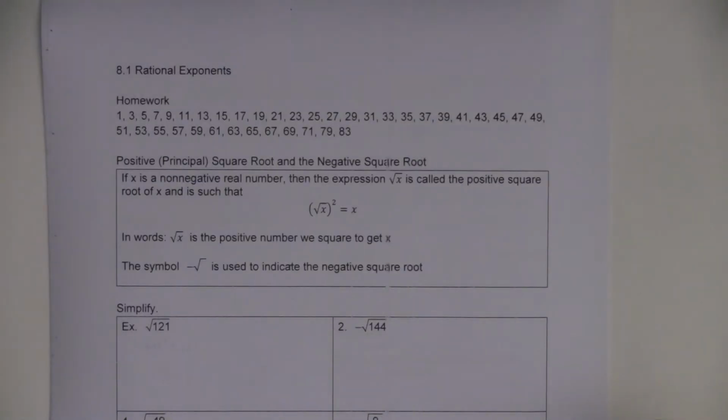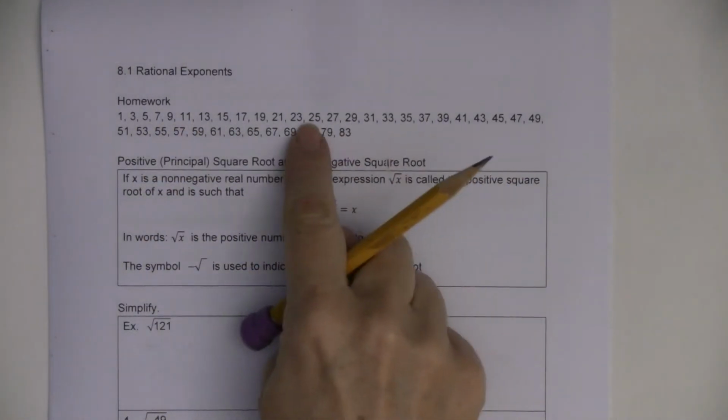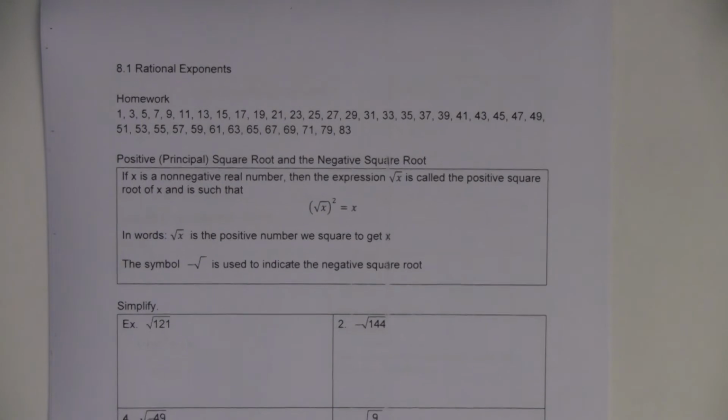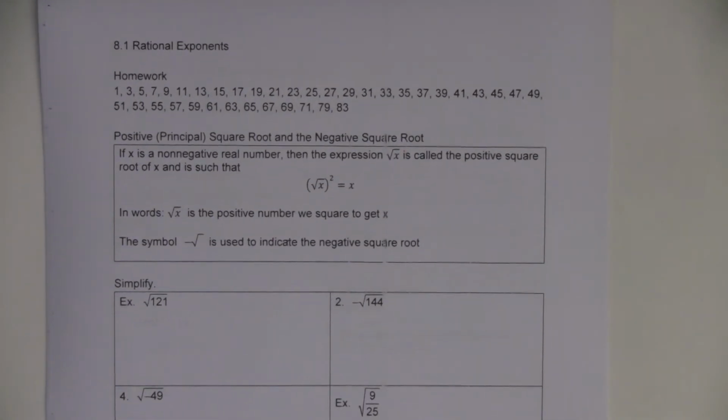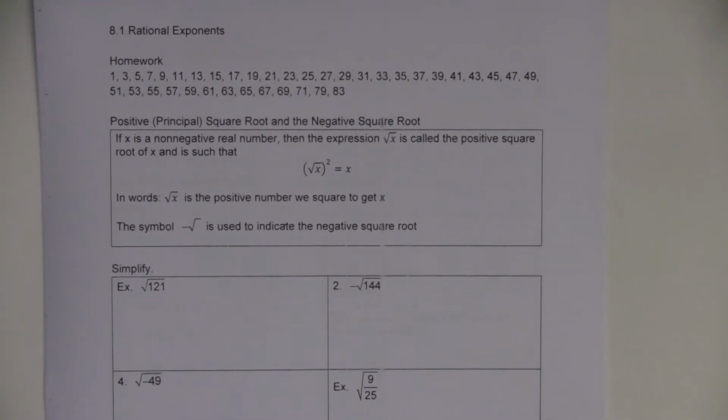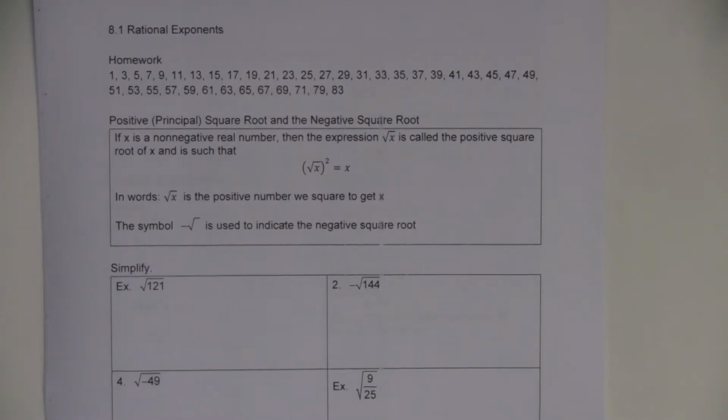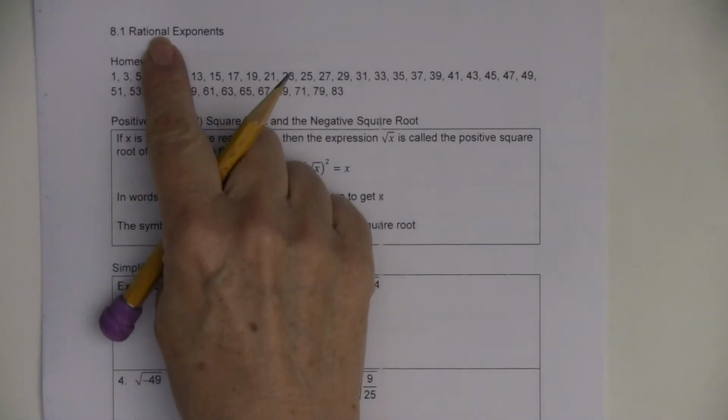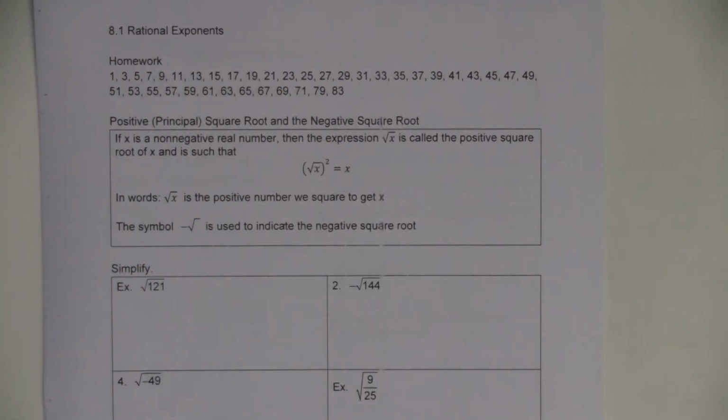And then we start the notes. This is 8.1, and I also tried to put the homework on each individual page as well. This is talking about rational exponents and also square roots and cube roots. So it has quite a bit in it. Remember, the word rational meant fraction, so fractional exponents are going to be in this section as well.